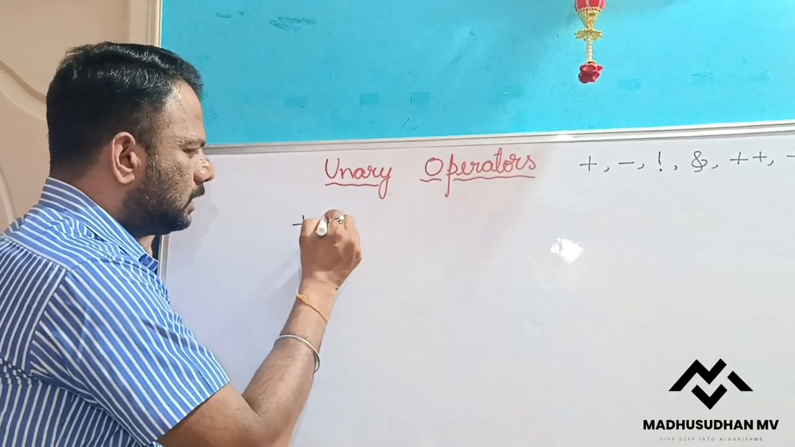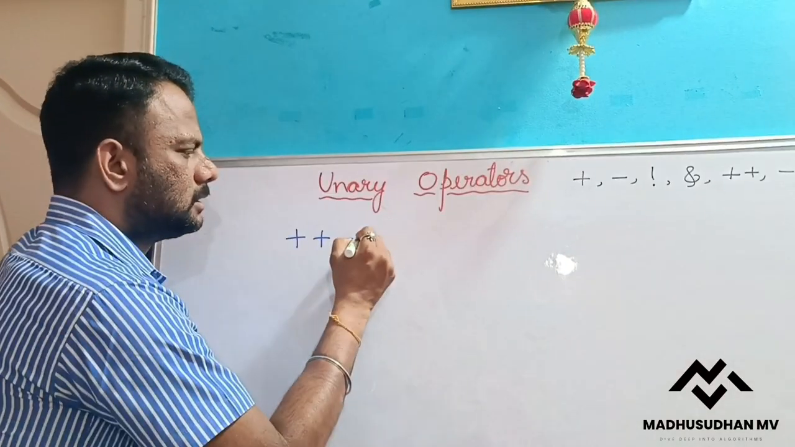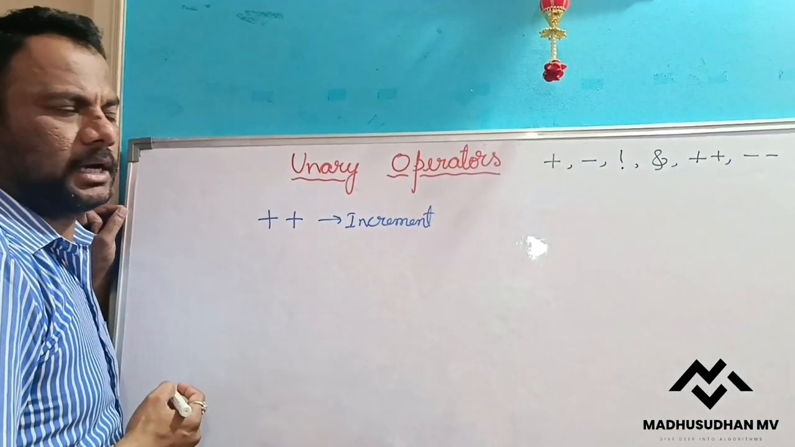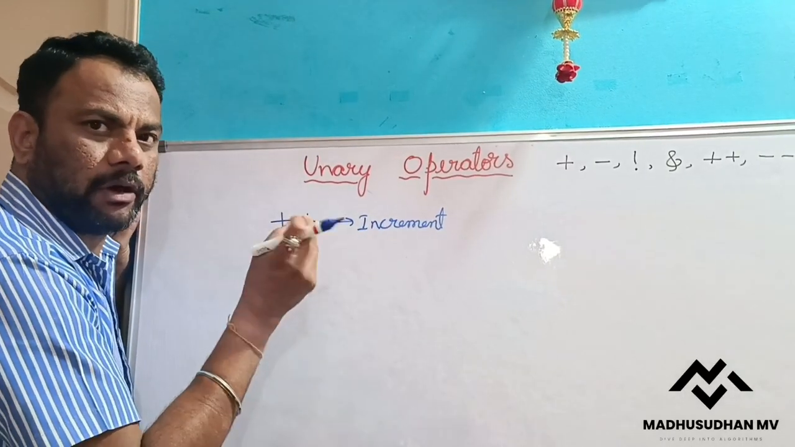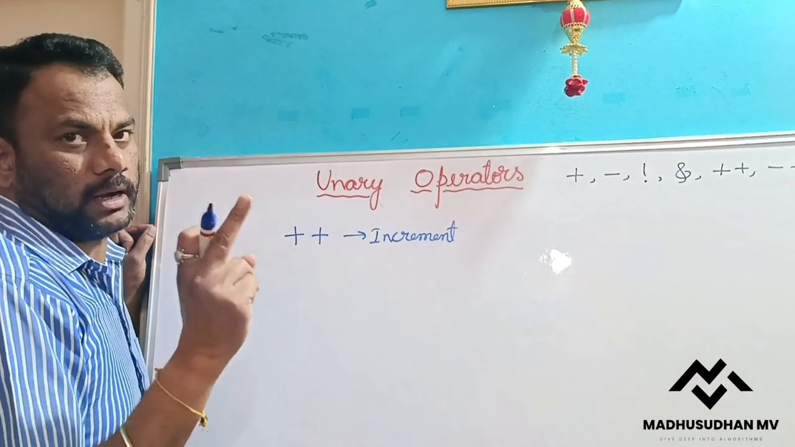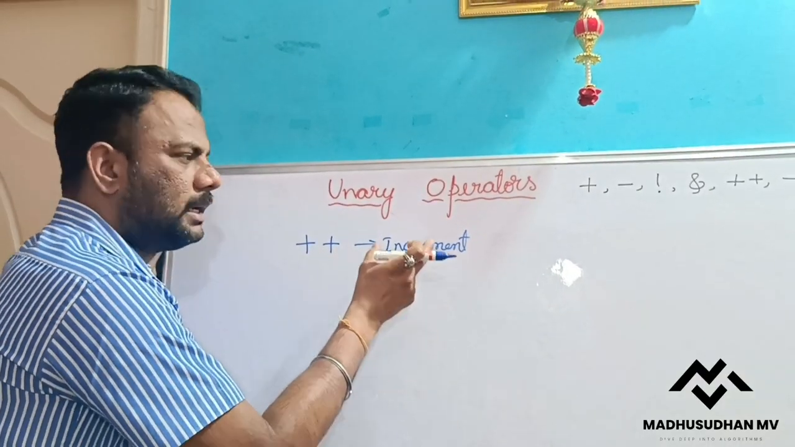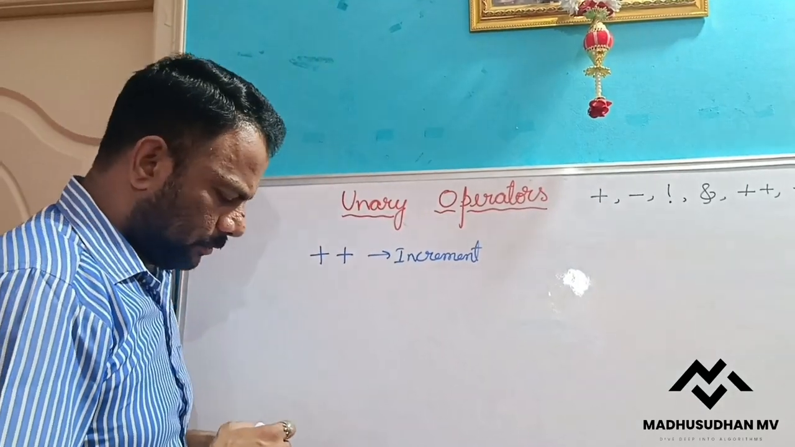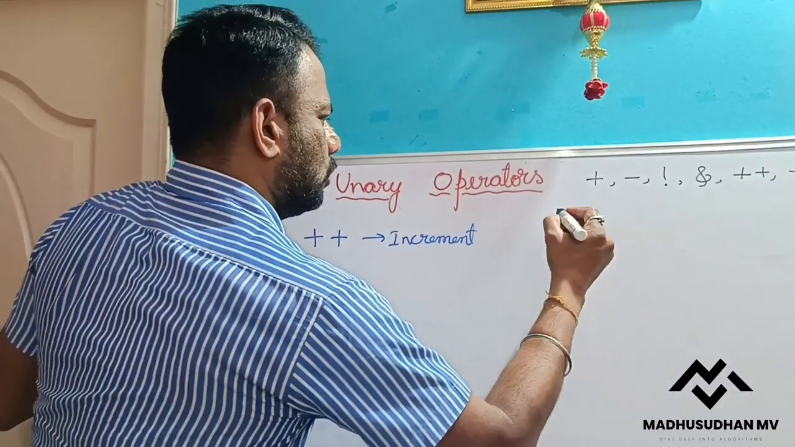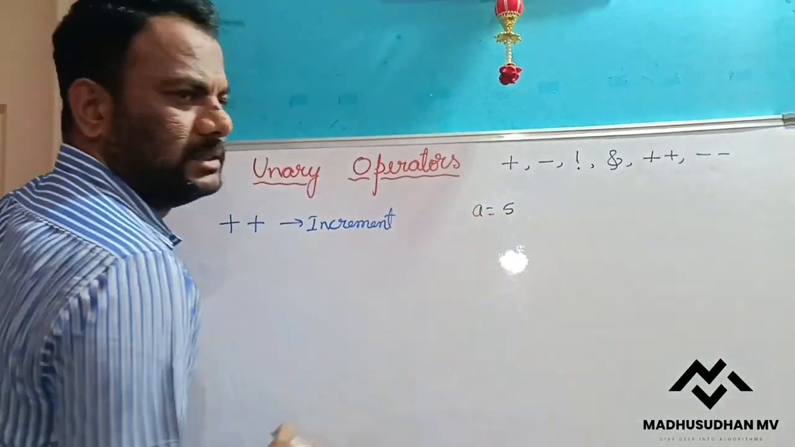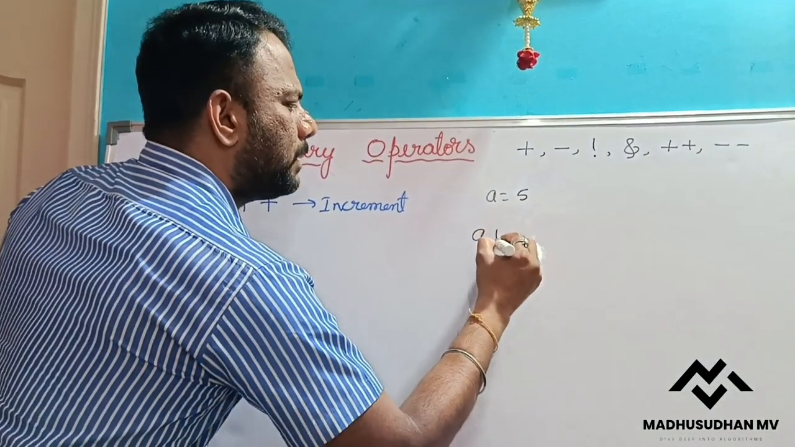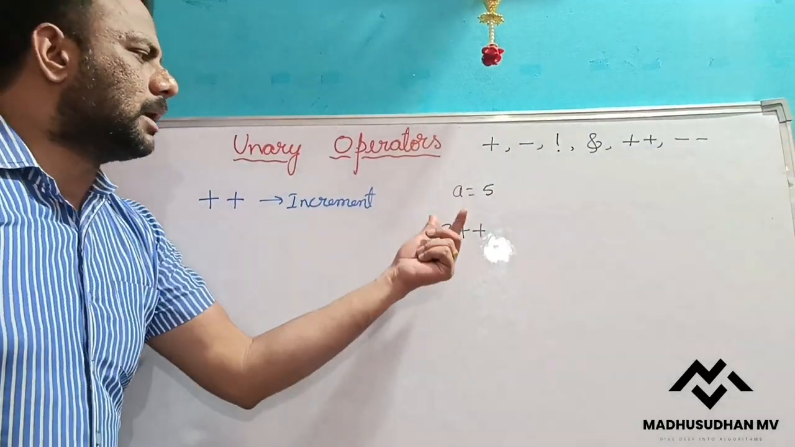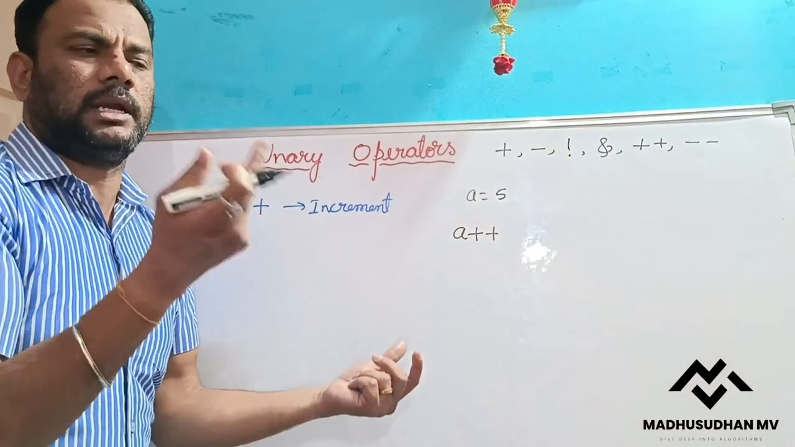Now let us see. This is called the increment operator. What will it do? It will increase the value of the variable by 1. For example, suppose A is equal to 5 already. If I say A plus plus, then the value becomes 6. Already 5 is there. Now I am incrementing the value by plus plus, which means the value will be incremented by 1.